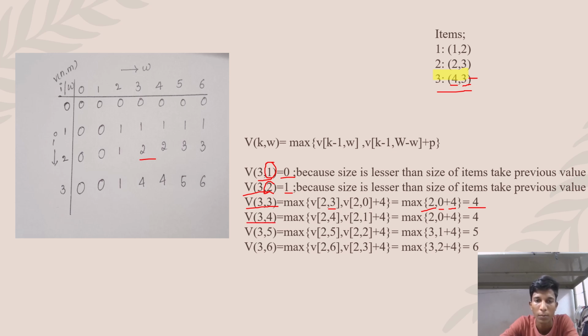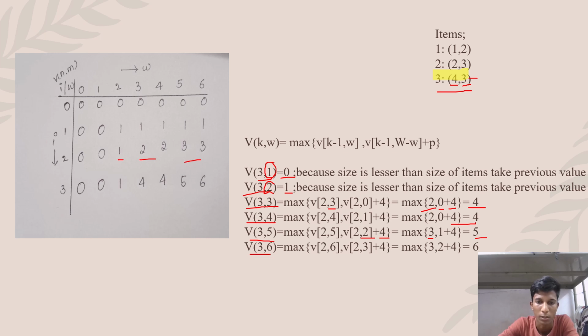Similarly, V of 3 comma 4 is also 4. Now V of 3 comma 5 is equal to max of V of k minus 1 comma 2, where the weight of the bag is 5 and the weight of the item is 3. 5 minus 3 is 2, plus the profit of the item, 4, is equal to max of V of 2 comma 5, which is 3, and V of 2 comma 2, which is 1, plus profit 4. Max of 3 comma 5. The maximum is 5, so consider 5.